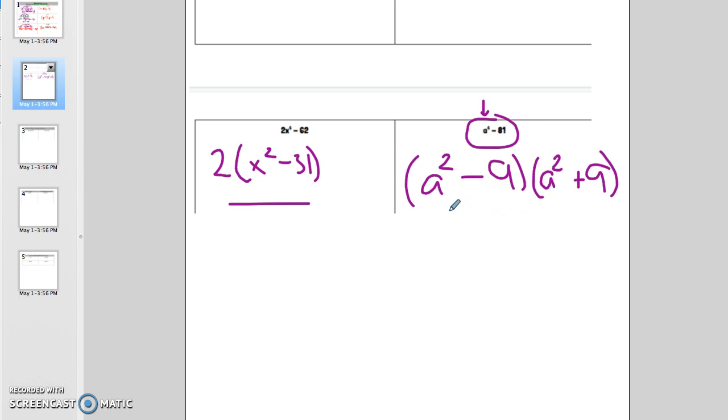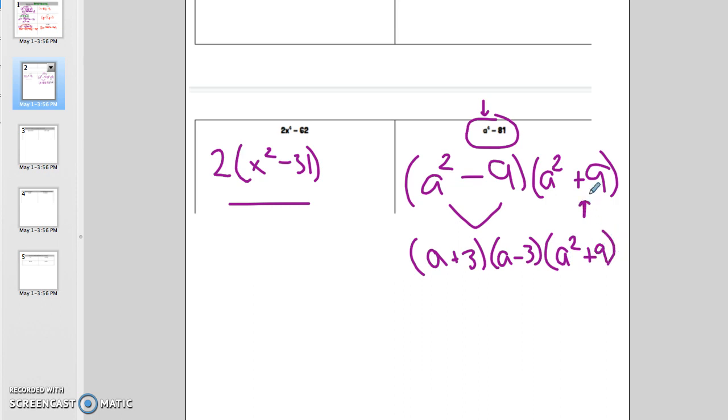So breaking it into these two factors will bring me to a to the 4th minus 81. But we're not quite done because I have another difference of squares right here. A squared minus 9 is a difference of squares because a plus 3 and a minus 3 are factors of a squared minus 9. And then a squared plus 9 is not a difference of squares because that's a plus sign there. Difference of squares, keyword difference, means subtract. So subtracting two perfect square things. So this has 3 factors to get to a to the 4th minus 81. And again, you could refoil everything and get back to that part.